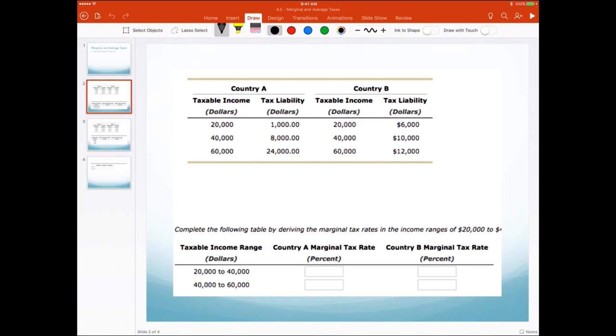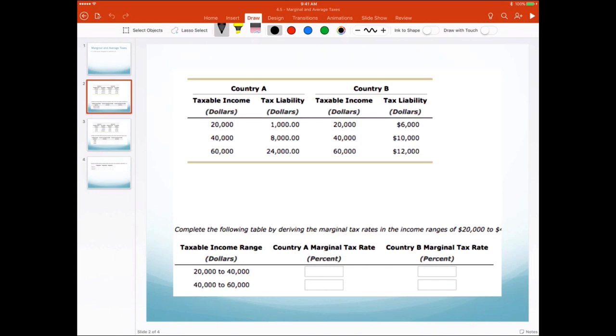In country A, if your income is exactly $20,000, you would essentially pay a tax of $1,000. So if your income is $20,000, you pay $1,000. Okay. If you make more than that, say if you make up to $40,000, the total tax you would pay would be $8,000 if you had an income of $40,000. And again, if your income was $60,000, the total tax you would pay would be $24,000. Okay. So that's the way to read the table. Country B is the same thing, right? $20,000, $40,000, $60,000. And the number on the right lists the total taxes you have to pay.